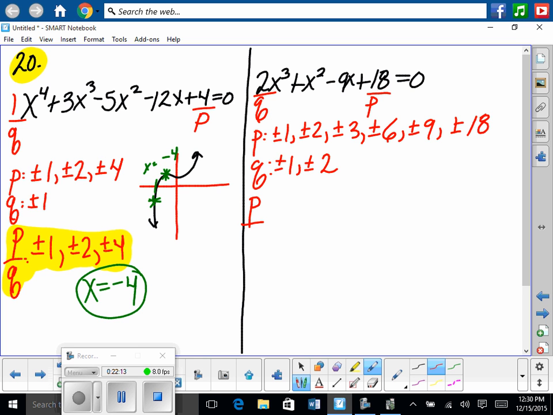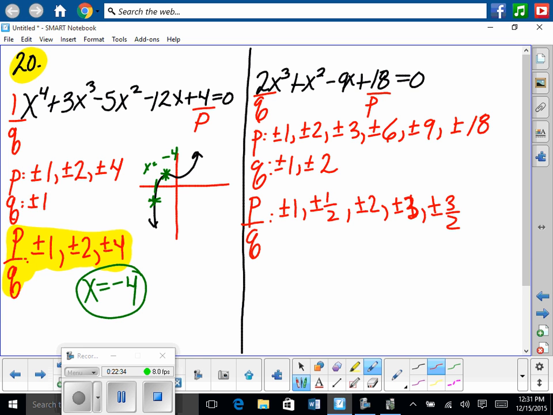All possible P divided by Q's. 1 divided by 1 is 1. 1 divided by 2 is 1/2. 2 divided by 1 is 2. 2 divided by 2 is 1. We've already listed 1. 3 divided by 1 is 3. And 3 divided by 2 is 3/2. And we keep doing this.